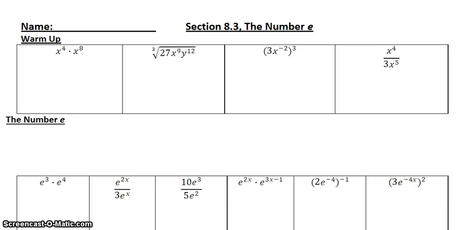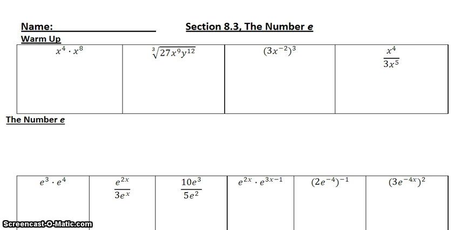Welcome everybody to section 8.3, the number e. In this section we're going to be learning about something called the number e, and we're going to use it in several ways. We're going to be doing exponent properties with e, we're going to be graphing it, and we're going to use e in a compound interest formula that I'll show you later. To start off with, let's do a quick warm-up. I'd like you to pause the video and try these warm-up questions and see what you can do with this.